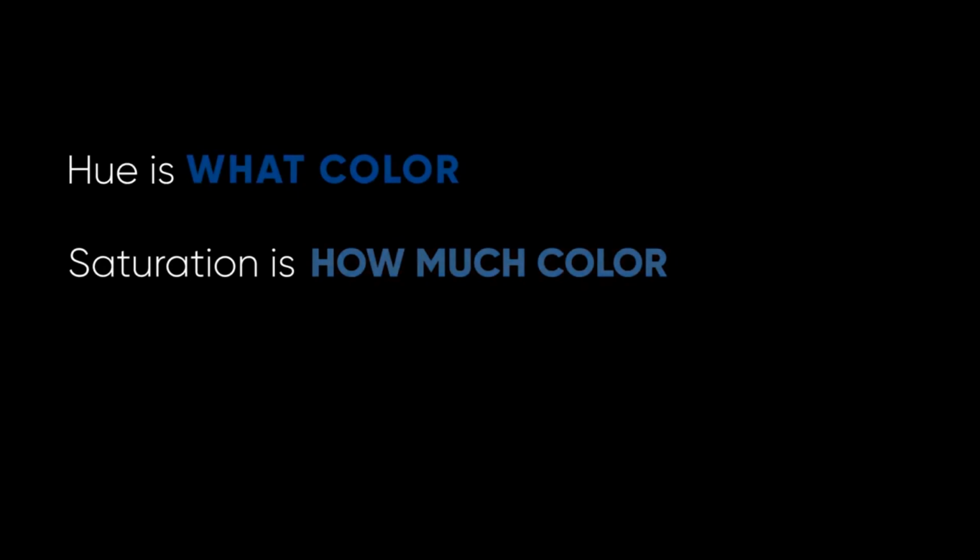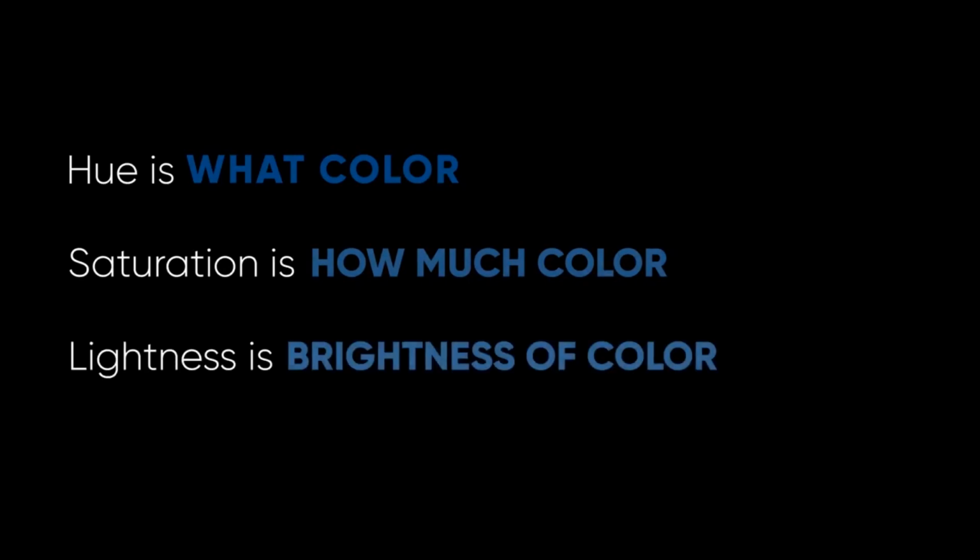Let's understand hue, saturation and brightness with a small animation. Look at the text. Hue is what color? This determines the core color of our object. Second is saturation. Saturation tells us how much color. So this determines how much color we want in a photo. And third is brightness. So brightness determines the amount of lightness or darkness we want in a photo.